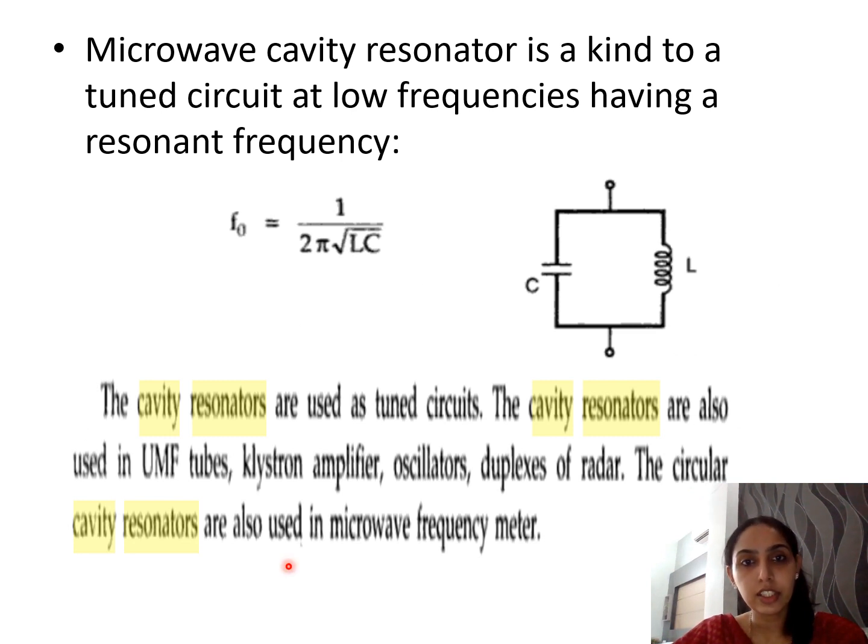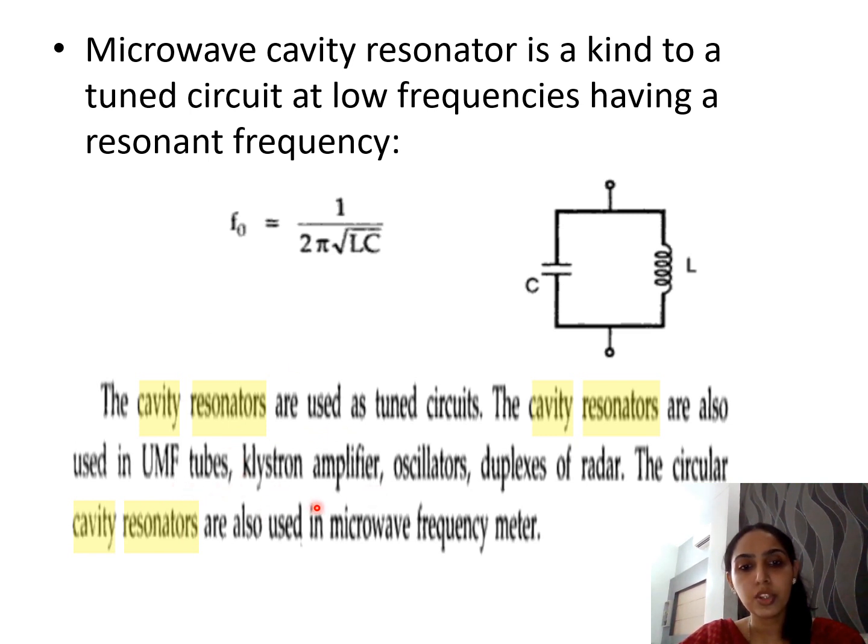A microwave resonant cavity is actually similar to a tuned circuit at lower frequencies, having a resonant frequency f0 equal to 1 by 2 pi root of LC. We are already familiar with the figure and this expression. Now, when we are going for higher and higher frequency, we have to replace this ordinary resonant circuit with microwave resonant cavities.